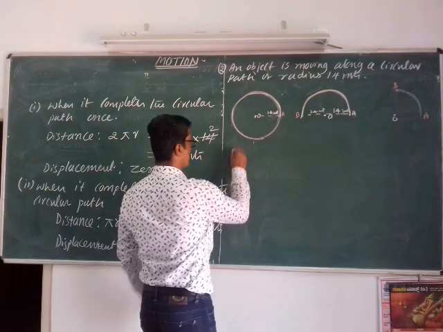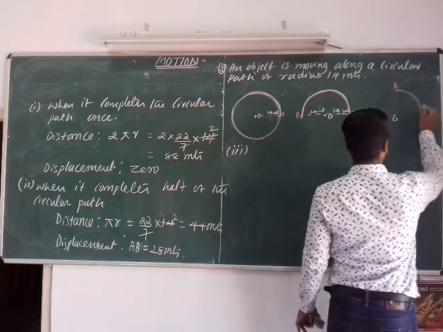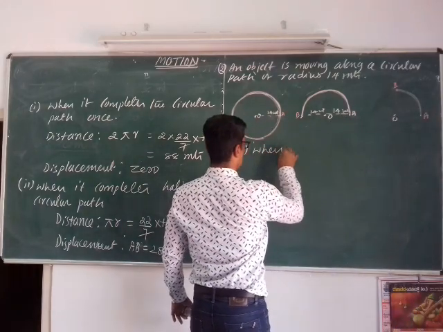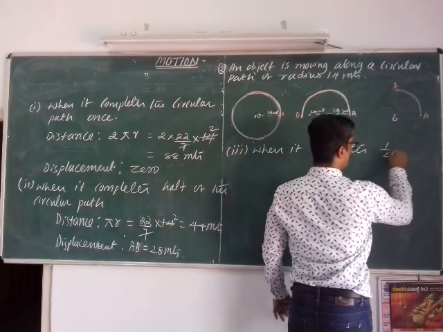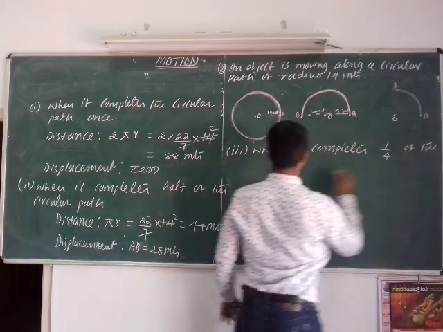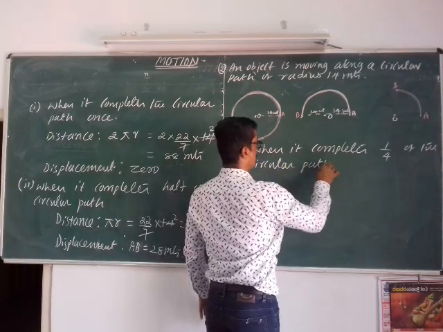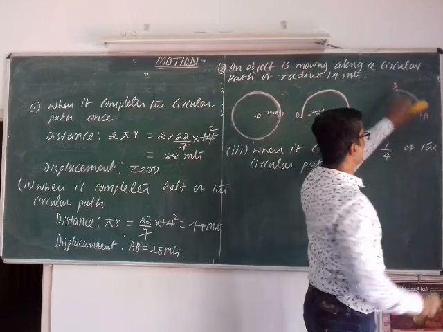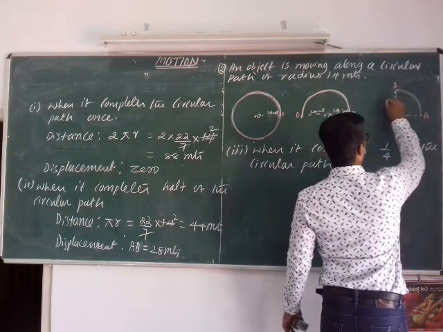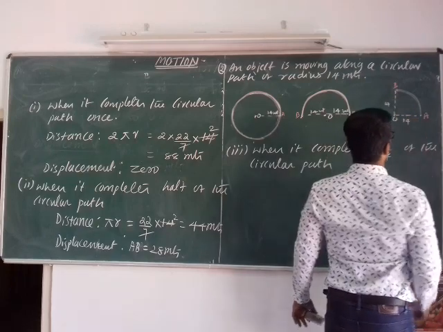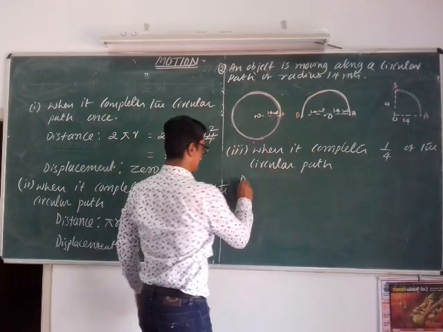Third case. See here, it starts from A. When it completes 1/4 of the circular path. So it starts from A and reaches B. See, this is radius 14, 14. This is the actual path. That is distance.